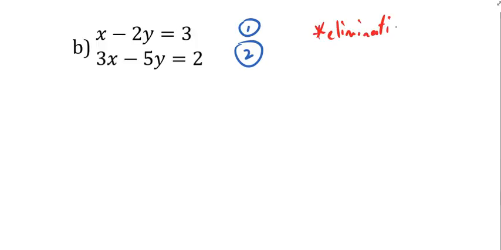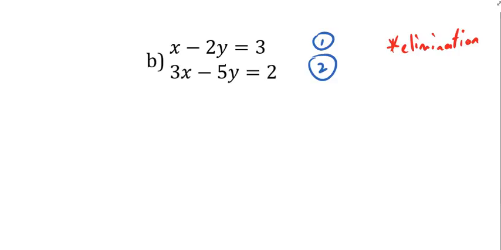This is our elimination example. You could also isolate for x and use substitution if you prefer. But we're going to use this as our example of elimination. And this is one of the harder ones. It's equation 1 times 3. So I multiply everything in equation 1 by 3. 3 times x is 3x. 3 times negative 2 is negative 6y. 3 times 3 is 9.